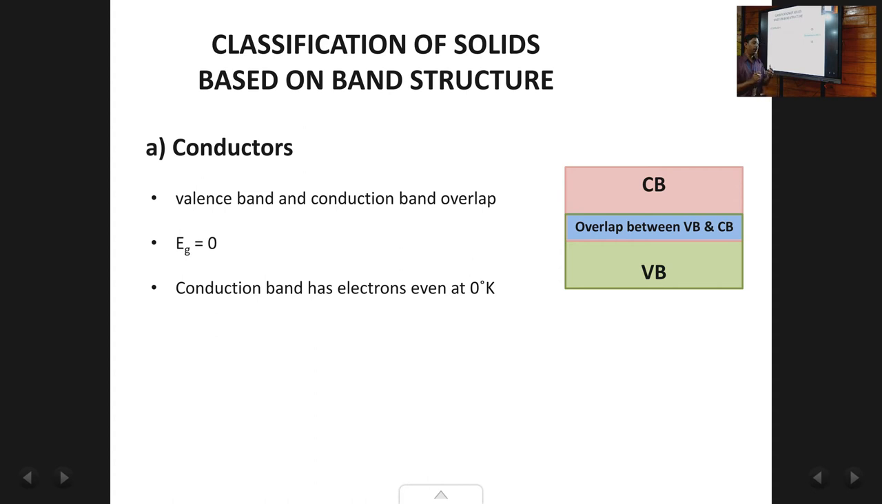So even at zero Kelvin, the conduction band always has electrons in it. Therefore a conductor, if you connect it to a power supply, to a potential, allows current to flow through it even at zero Kelvin. So a conductor allows a large current to flow, even at zero Kelvin, when the potential difference is applied across it. The current in a conductor is normally in the range of amperes, 5 amperes, 10 amperes. So a large current flows when you connect it to a battery or a potential.